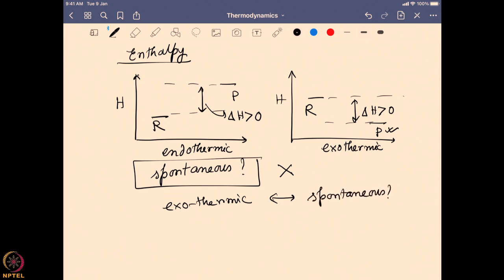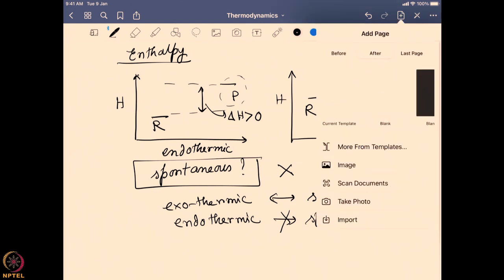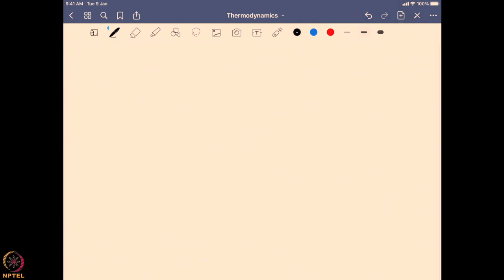Or for an endothermic reaction, because the product has higher enthalpy than the reactant, should it never go through a spontaneous reaction? Is that what we mean? To understand that, we'll take an example, the melting of ice.